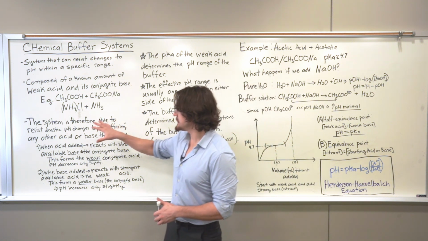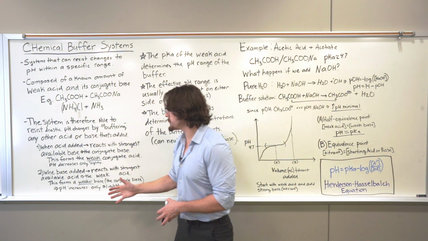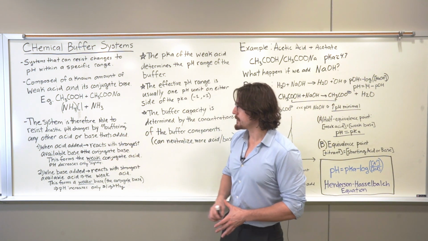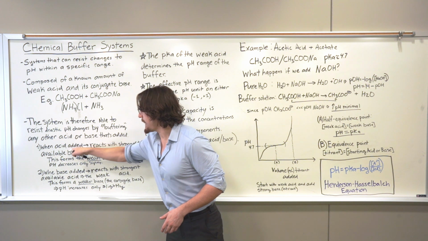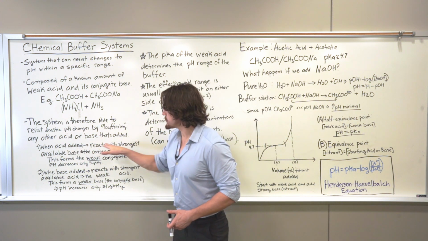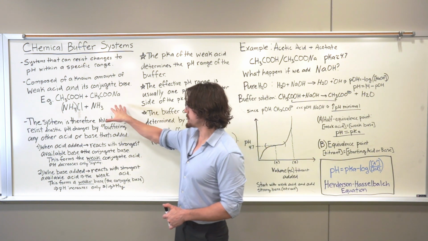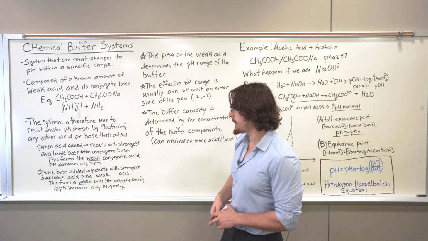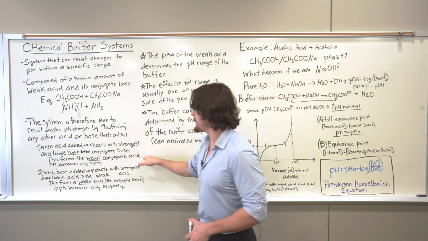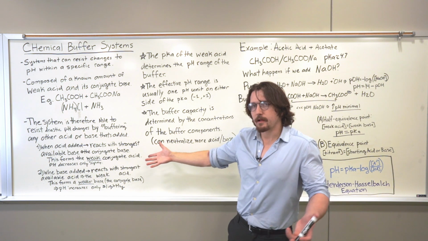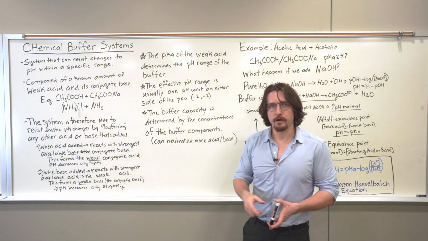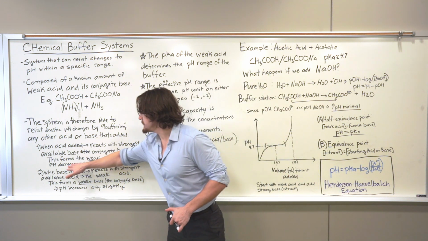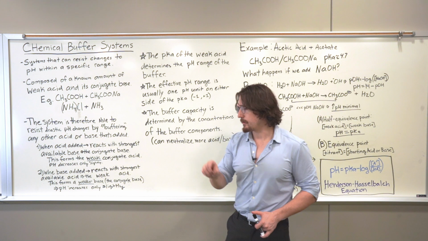And that's the idea. The system is able to resist drastic pH changes by, quote unquote, buffering any other acid or base that's added. So again, to reiterate, if you added a strong acid, this will react with the strongest available base, which is the conjugate base, like sodium acetate, or maybe ammonia if it was that one. And that will form the weak conjugate acid of that base. Then that weak conjugate acid is going to react with water, but it will only react slightly because it's a weak acid. So you're only going to decrease the pH a little bit.